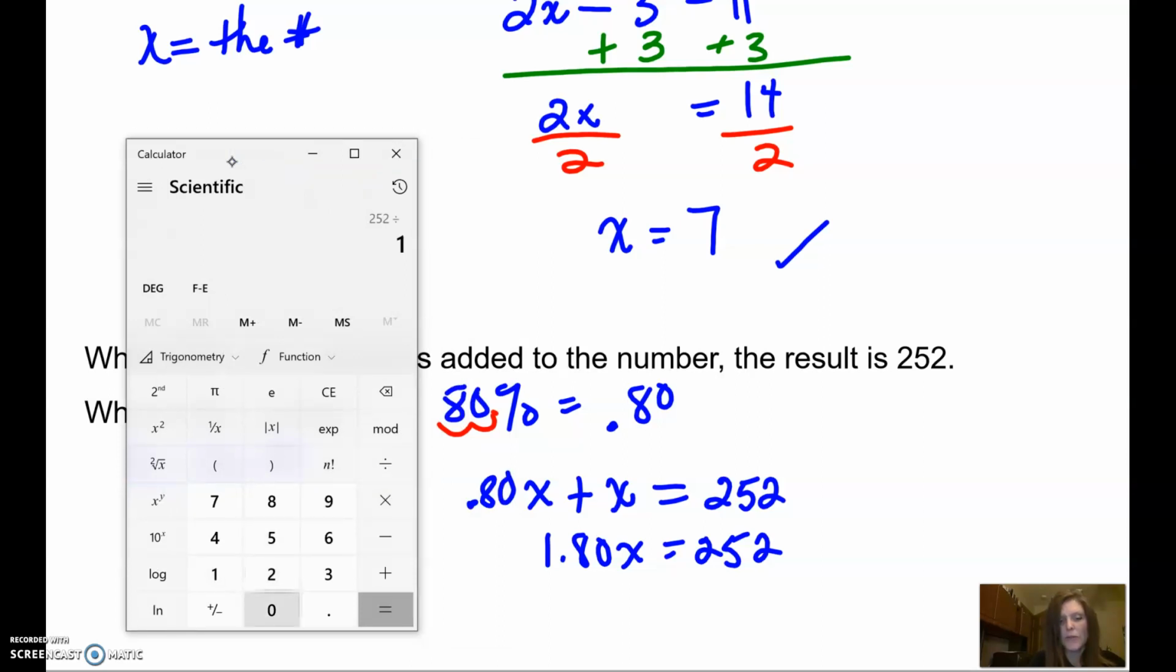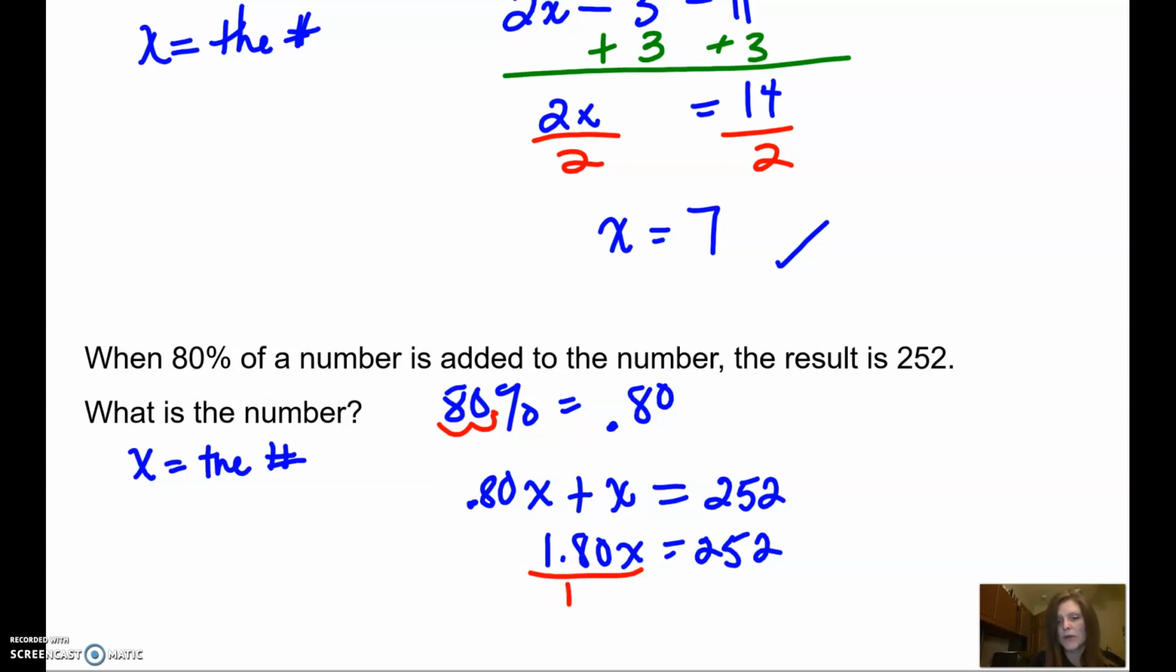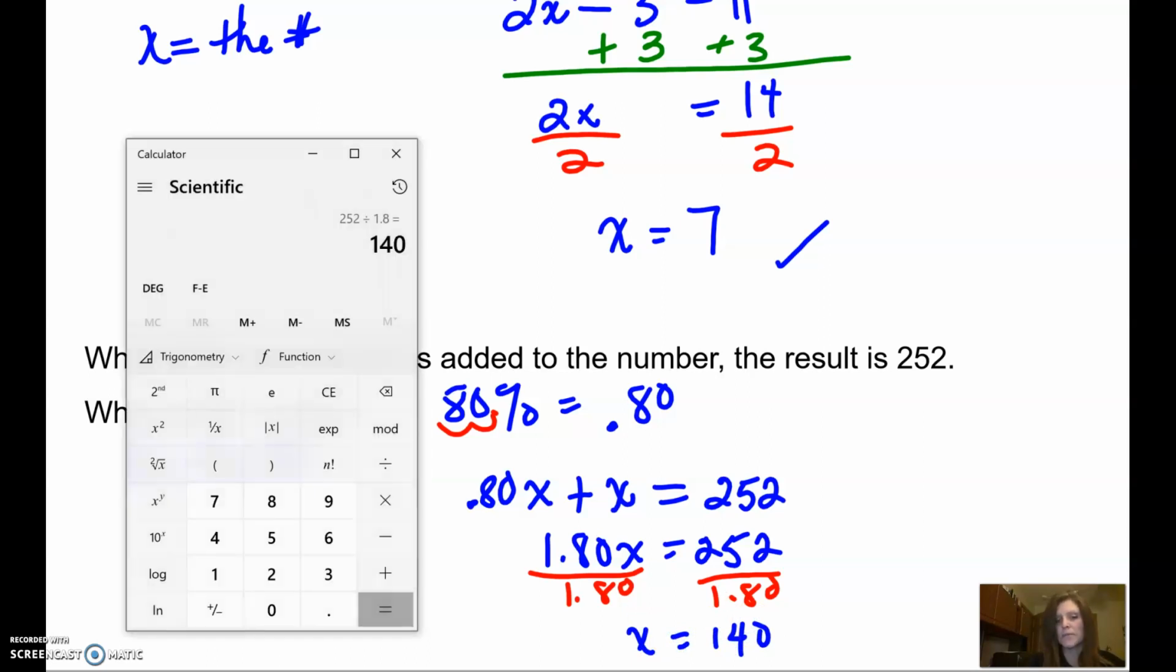252 divided by 1.8 or 1.80, either one will give me the same. It's going to tell me 140. So again, I'm going to divide both sides by the 1.80 and come up with my final answer of x equals 140. So it says 80% of the number is added to the number. I could check it, clear this out. So 80%, 0.80 times my 140, what I think my answer is, added back to 140, my number, and sure enough, the result is 252.